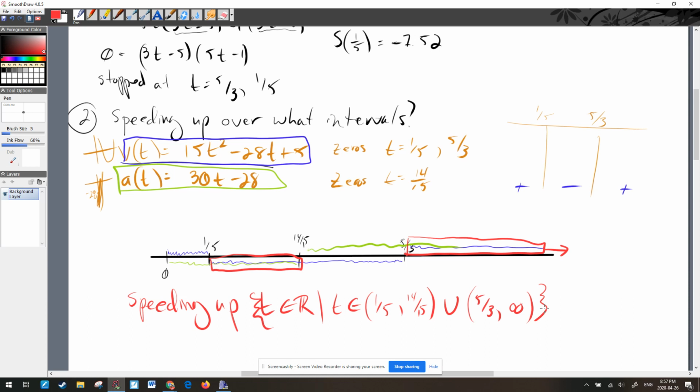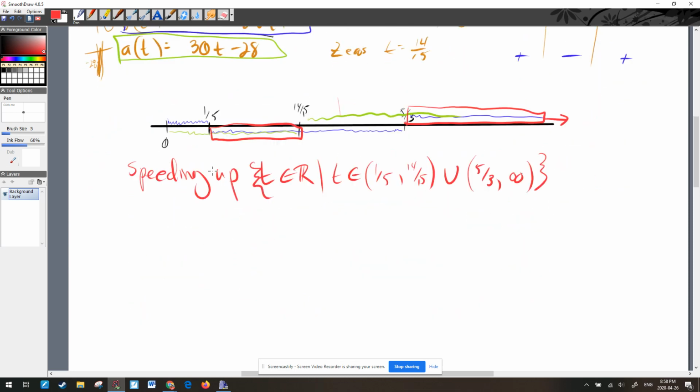Similarly, if I said where's it slowing down, it would be exactly where they are in opposite signs. This would be it, and this would be it, right? Good to go. So if I just want to know at an instant, if I said, hey, is it speeding up at the time of 3 seconds? You wouldn't have had to go to all of this work. You could have just put in V at 3 and A at 3, seen their signs. If the signs were the same, then they're speeding up. If the signs are opposite, they're slowing down. Okay, good to go.